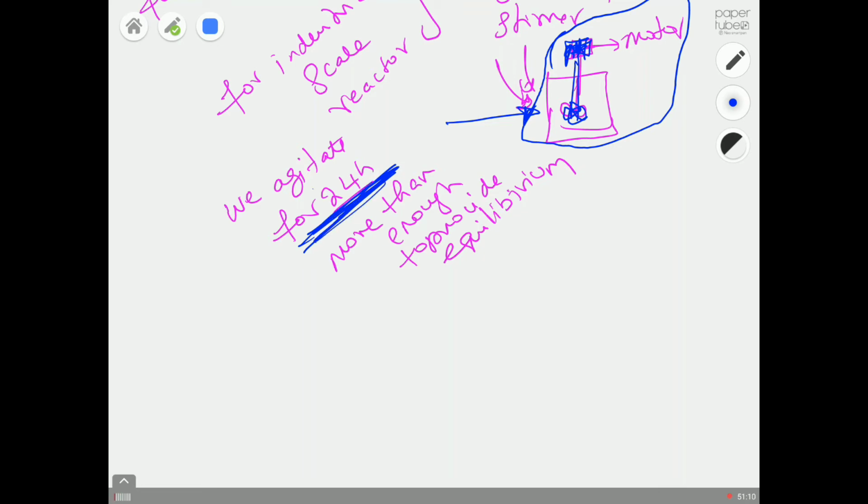So why do we need 24 hours? This is more than enough to achieve an equilibrium. So I hope you all know what an equilibrium is. And 24 hours is not some universal rule. It can be even 1 hour. So how do we know the time required to achieve an equilibrium?